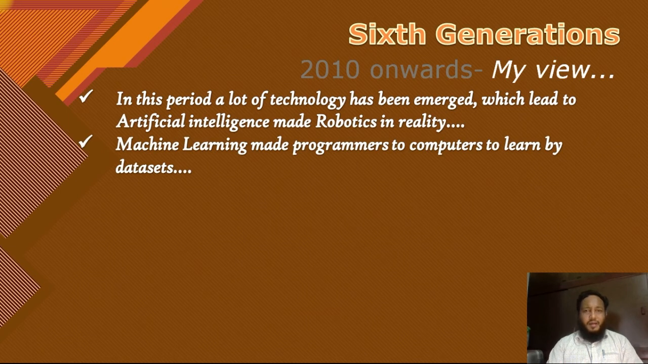So machine learning made programmers let computers learn by data sets. A lot of data is available on the internet; databases we call data sets. So machine learning made it possible for computers to learn by themselves.